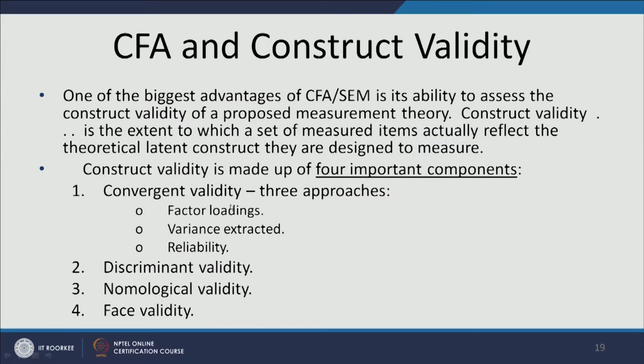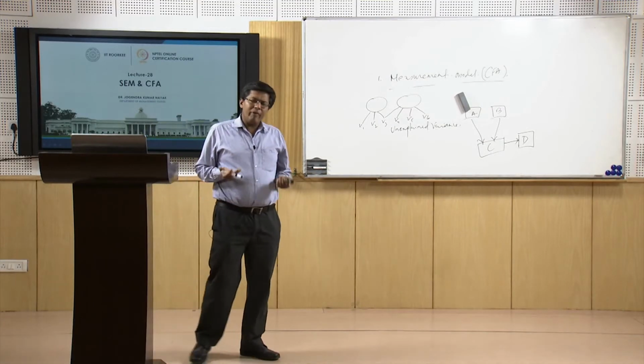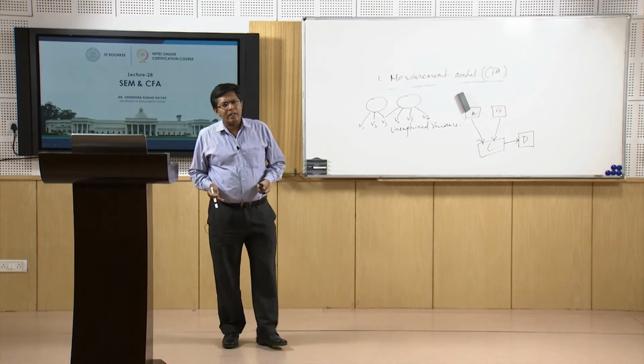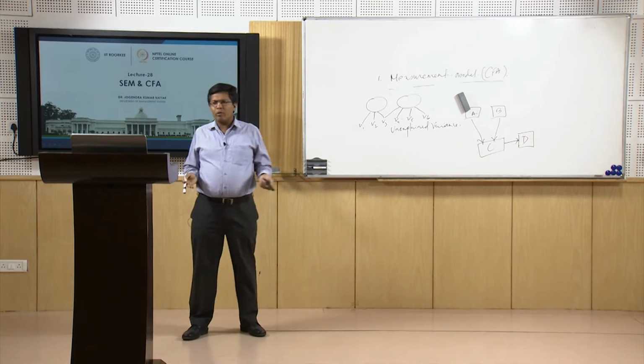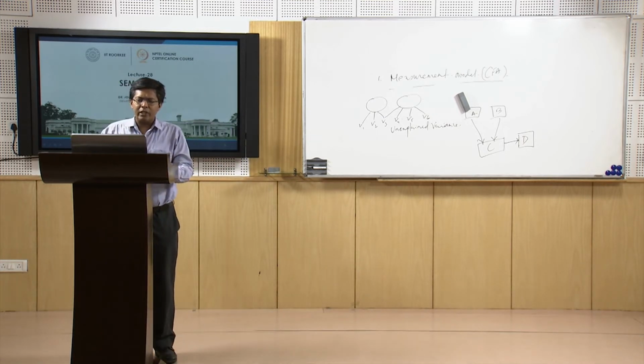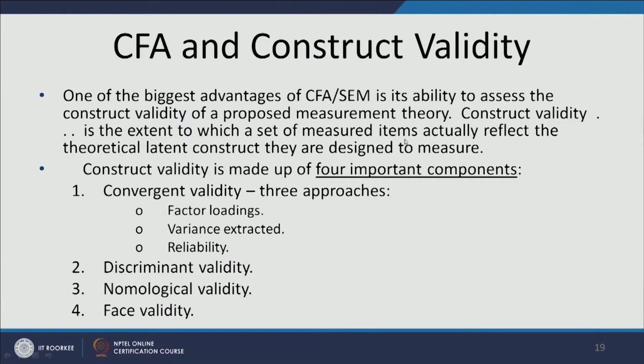So convergent validity: one of the biggest advantages of CFA SEM is the ability to assess construct validity. Construct validity means the construct that you are using should be valid. If somebody has used it somewhere, it is not necessary that it will be valid in a new environment altogether. So construct validity is the extent to which a set of measured items actually reflect the theoretical latent construct they are designed to measure.